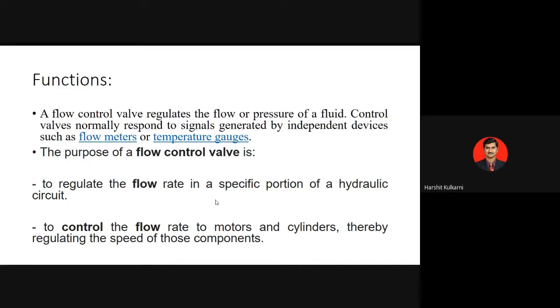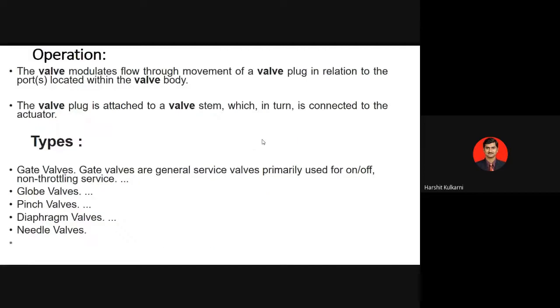So basically these two functions it does. How does it operate? How do you regulate this flow? This can be modulated through the movement of a valve plug in relation to the port that is located within the valve body. The valve plug is basically attached to the stem, which is connected to the actuator. Once you see that valve, you will understand the globe valve. How does it restrict the flow? We will see it in the next slide.